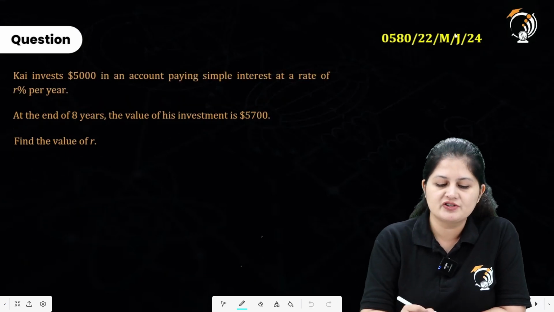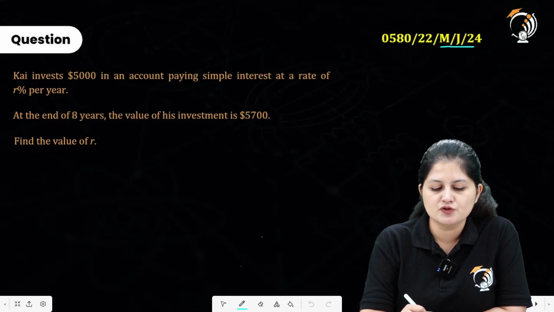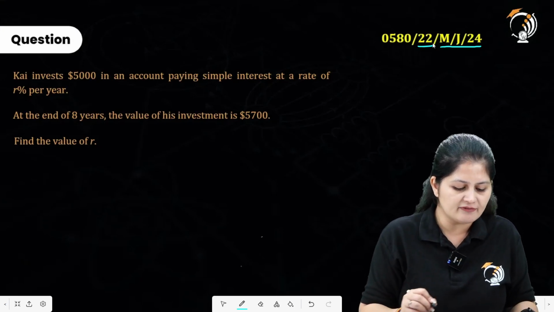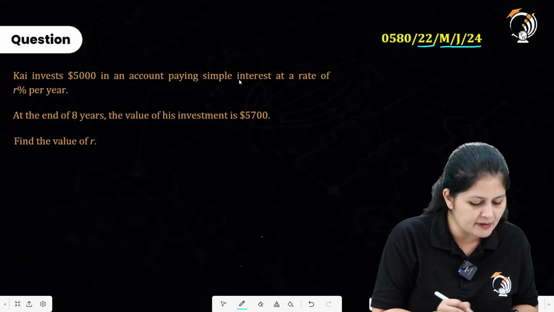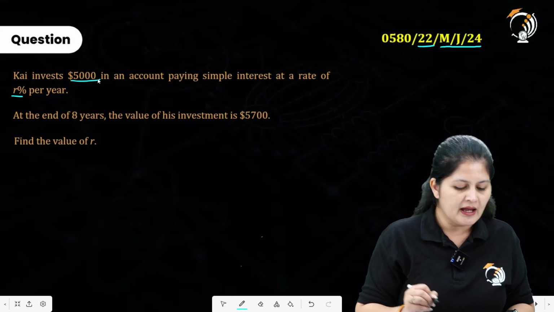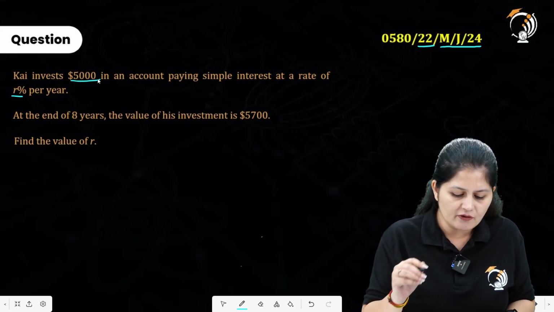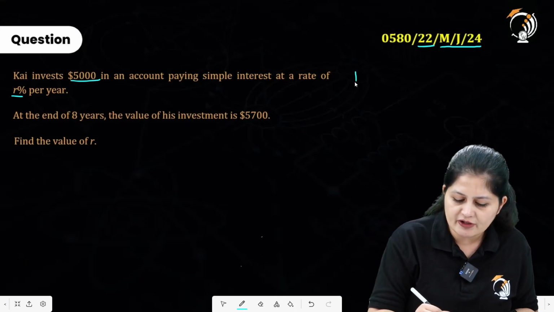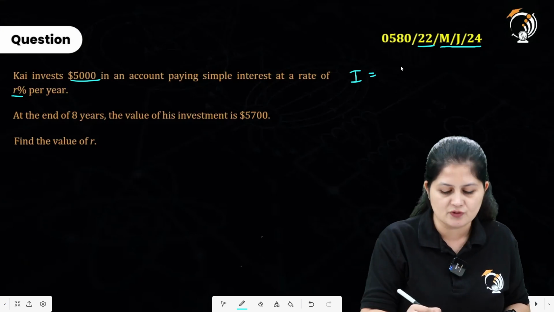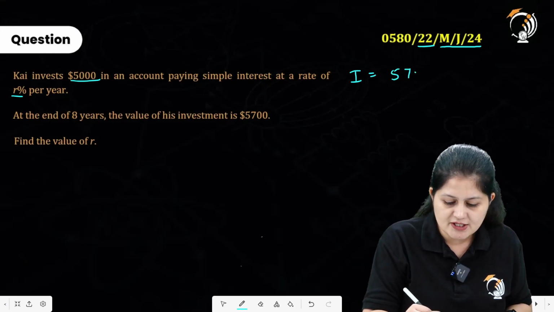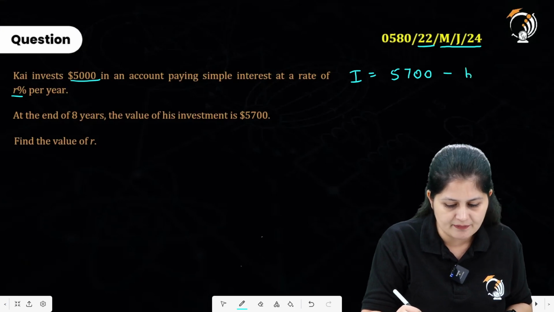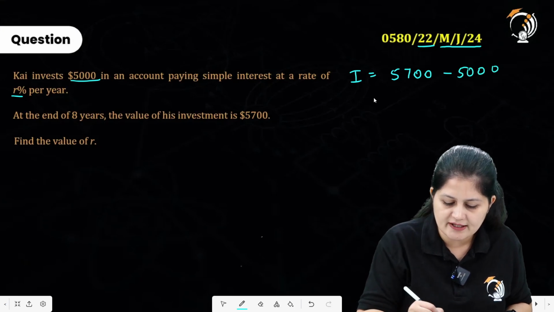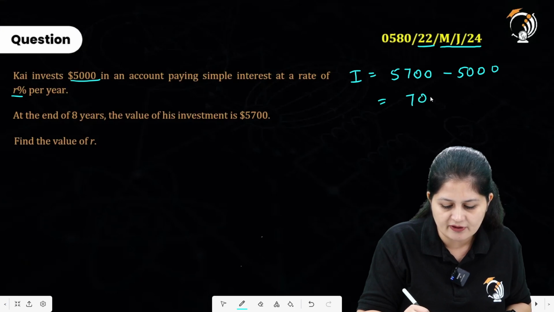Moving to the next question, which is again a previous year question from the paper of May-June 24 from the variant 2-2. The question here goes as Kai invests $5,000 in an account paying simple interest at the rate of R% per year. At the end of 8 years, the value of his investment is $5,700. Find the value of R. So firstly, we need to find out what is the interest that he is going to get. So it is the amount minus the principal. So that means the interest that he has got is $700.